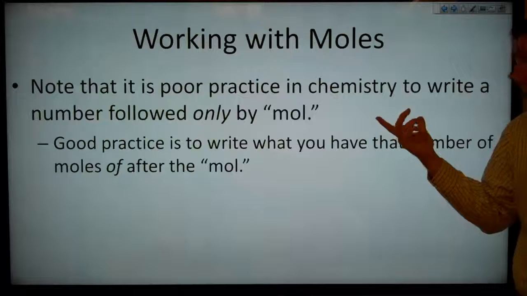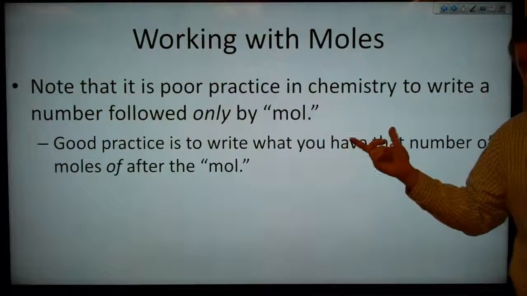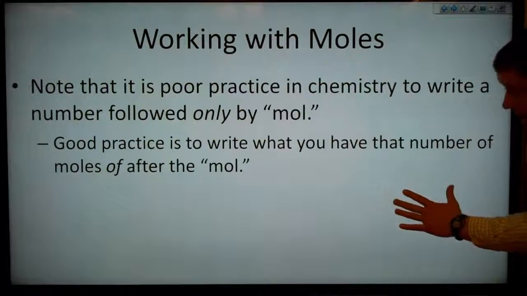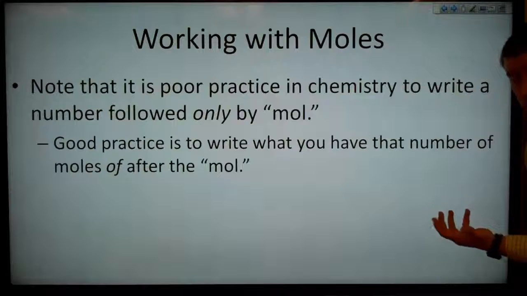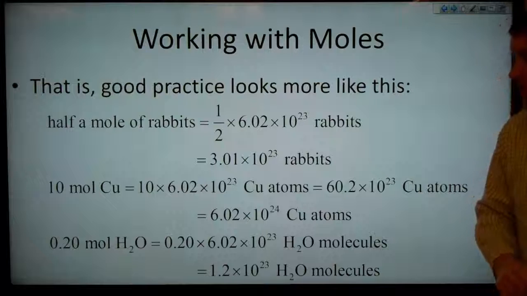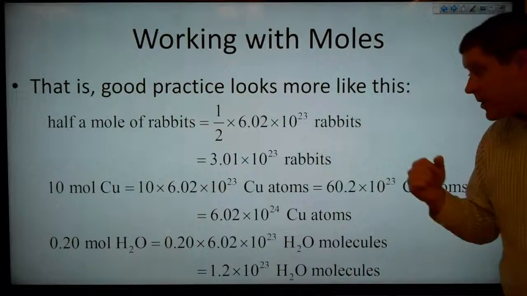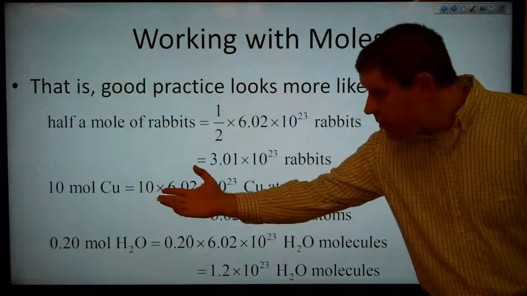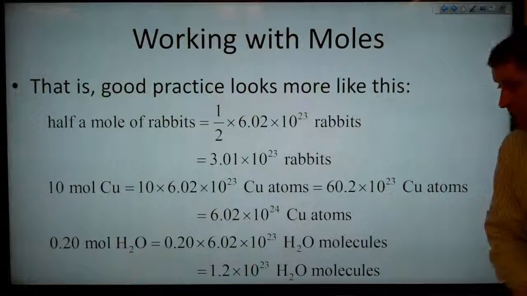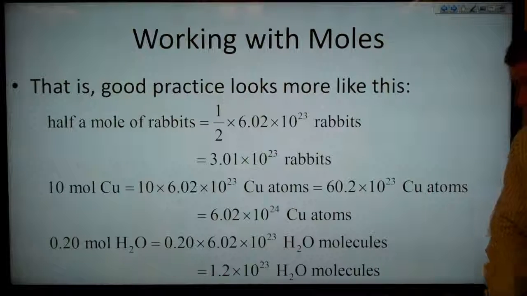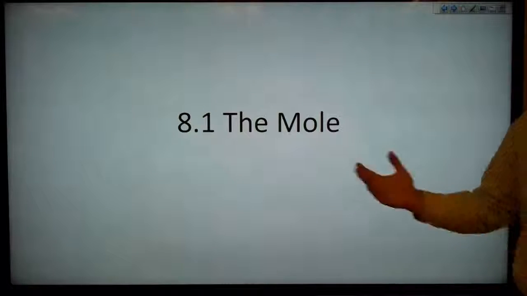So note that it's poor practice in chemistry to write a number followed only by moles, as I wrote on the last slide. Good practice instead is to write what you have, that number of moles of, after the moles. So if you have half a mole of rabbits, you should write 1/2 times 6.02 times 10 to the 23 rabbits equals 3.01 times 10 to the 23 rabbits. And 10 moles of copper is 6.02 times 10 to the 24 copper atoms. 0.20 moles of water molecules is 1.2 times 10 to the 23 water molecules. That was the mole.